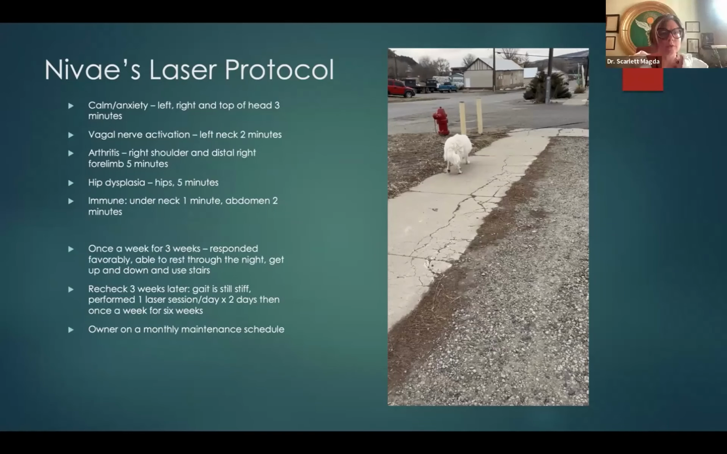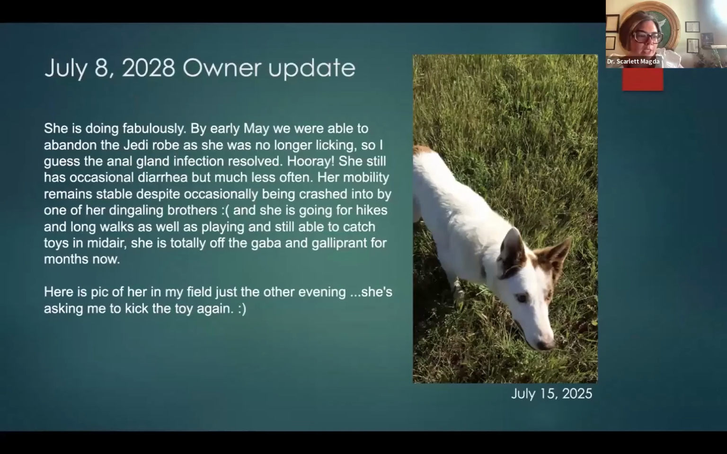Awesome. So Nivae, we started off with once a week of the above protocol, and she responded immediately. She was able to rest through the night, get up and down and use stairs. When we had her 3-week recheck, she was still stiff. So she's going to her beloved physical rehab therapist as needed. She's still on the patches, and this was the owner's little note to me.